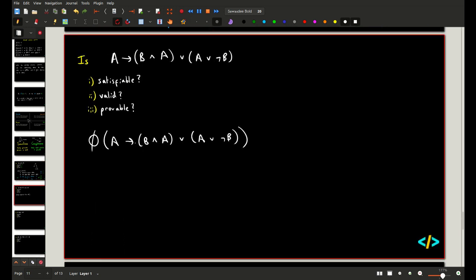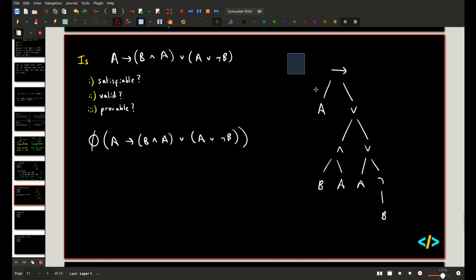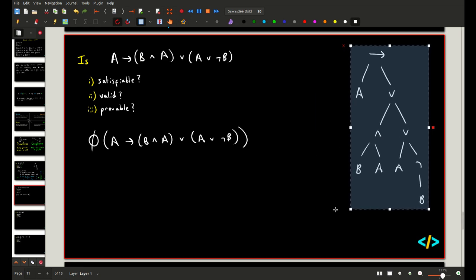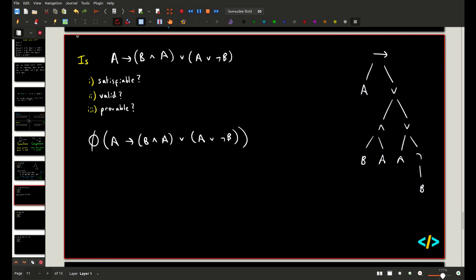Okay, let's talk through this. Writing this out as a parse tree: implies, with A implies on one side, and an and, an or, A, not B, A, B. Does that look correct? Let me make this a bit smaller. But yeah, that would be the parse tree for this expression.